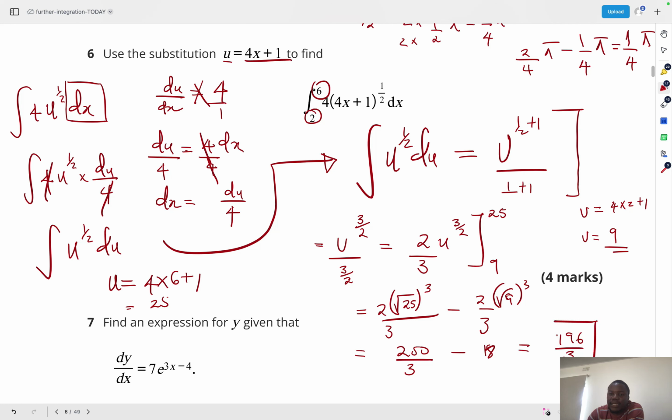So this is the answer that they wanted. The only mistake I almost made was forgetting to substitute. These limits must also be converted to u limits by substituting the upper limit and the lower limit into the given substitution formula. Sometimes we make that mistake of not converting the limits, so it's important we convert the limits.